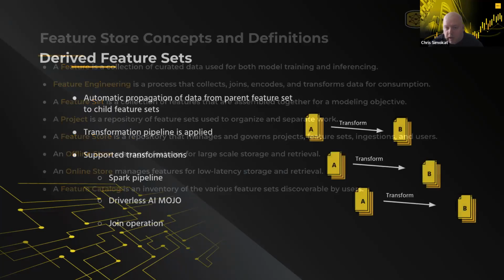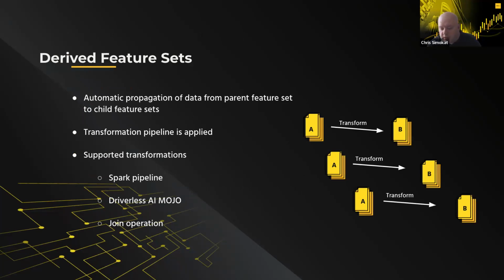A couple more quick concepts that are nuances from our feature store as well. We have a concept of derived feature sets, which basically means you can take a parent feature set and create derived children feature sets, and that enables the automatic propagation of data from the parent to the children as incremental ingestions occur. A transformation pipeline gets applied in this process, and in terms of some of our supported pipelines, you can use Spark pipelines.